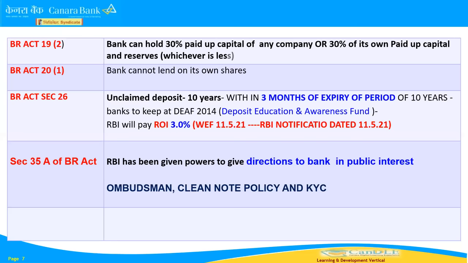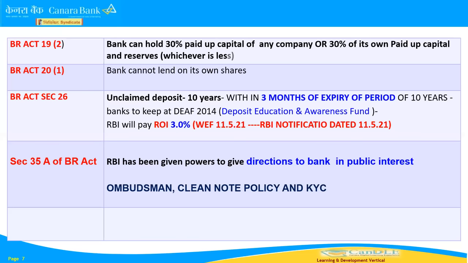Remember, 20 is regarding shares. 19 is regarding the 30% paid up capital. These two are very important. The 30% question is very important, it has been asked many times. Sometimes they will remove the 30-30 and ask for the section; sometimes they will give the section and ask for the answer. Both we have to remember.